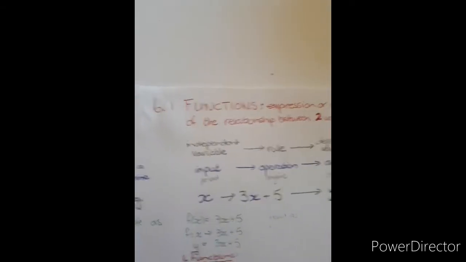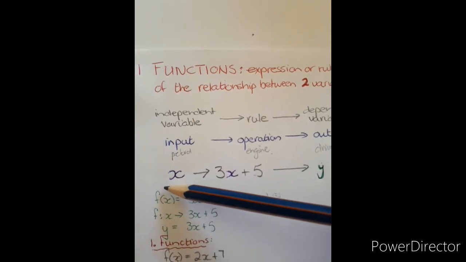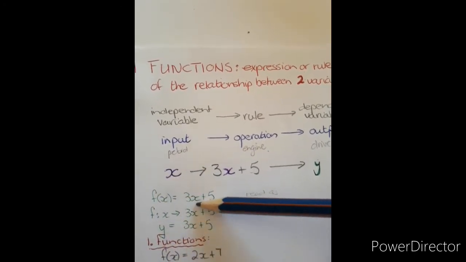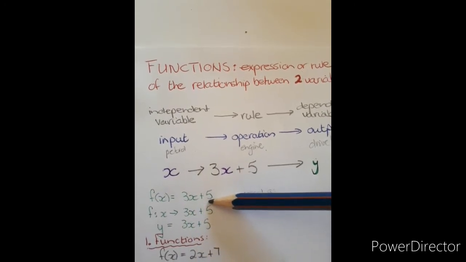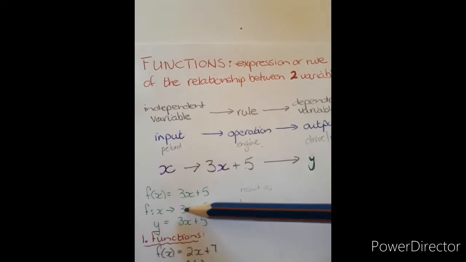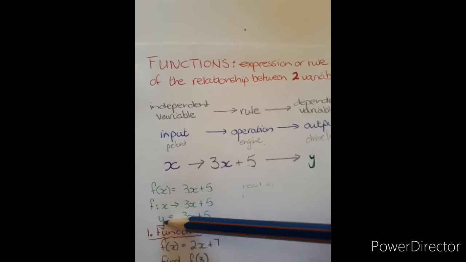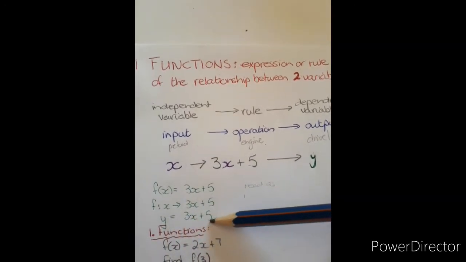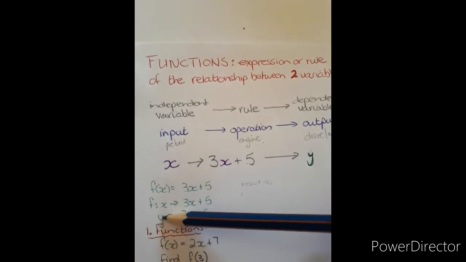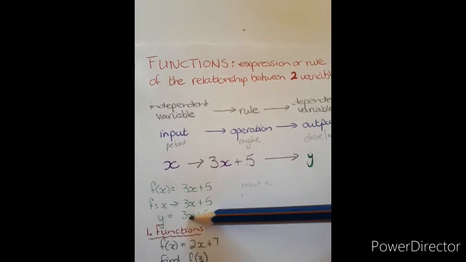Right, so how do we write functions? There are different ways. We usually say f(x), with x in brackets, equals 3x + 5. Or you can say f: x arrow 3x + 5. Or you could simply say y = 3x + 5. So f(x) stands for the output, and the x here in this case is basically the input.